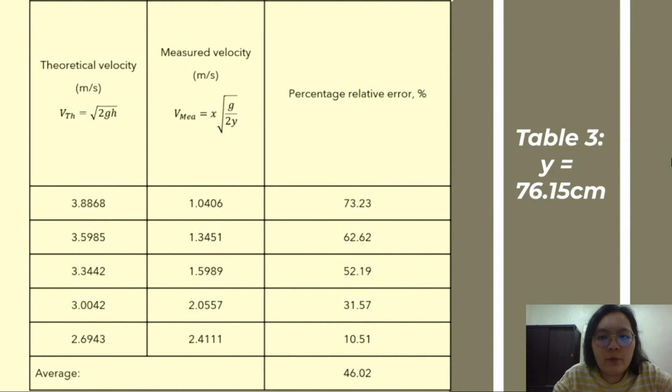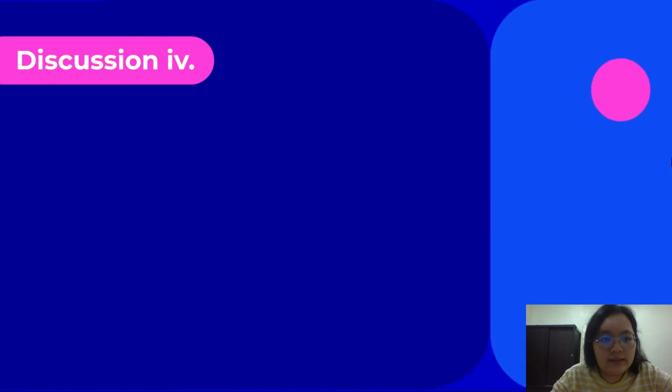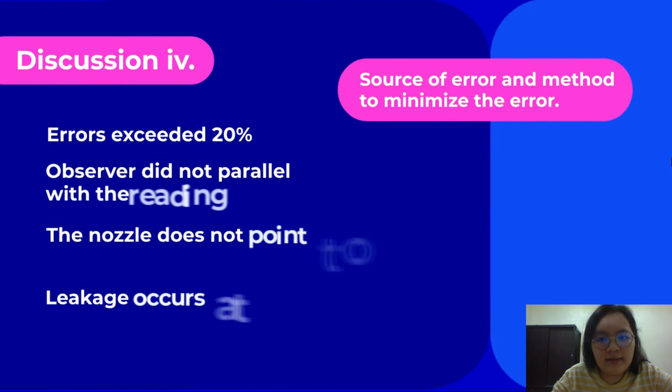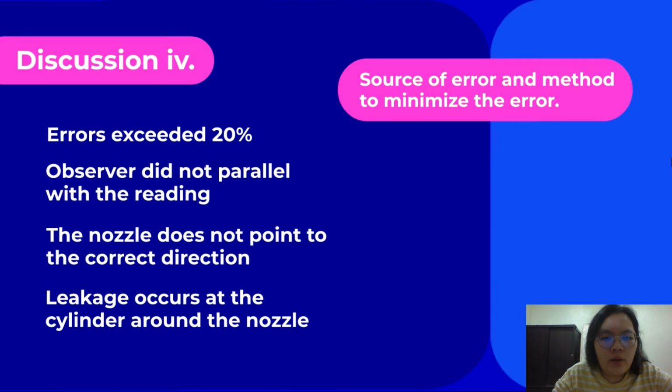And the last one, y equals 76.15 cm, is 46.02%. The error that we attempt in this experiment is estimated at 20%. Hence, quite a lot of errors occurred in this experiment. It may get some errors while collecting the data, such as the observer not being parallel with the reading. Next, when the nozzle does not point in the correct direction, which is in front, it will also cause the water to flow in the wrong direction. This will affect the whole experiment.